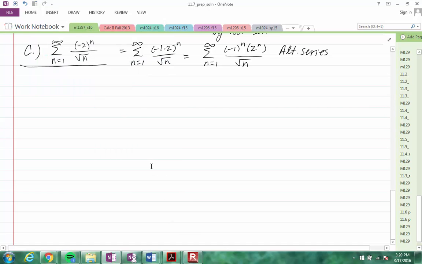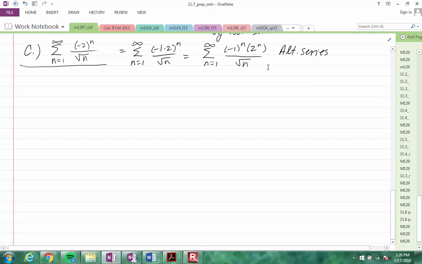Okay, for this next one we have a series of negative 2 to the n divided by the square root of n. So this is actually an alternating series in disguise a little bit. So the first thing I did was just write it out in all its alternating series glory. So maybe you want to use the alternating series test.